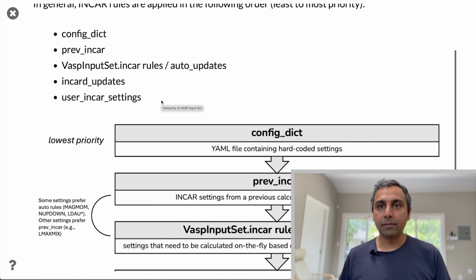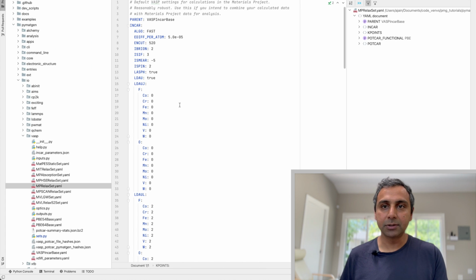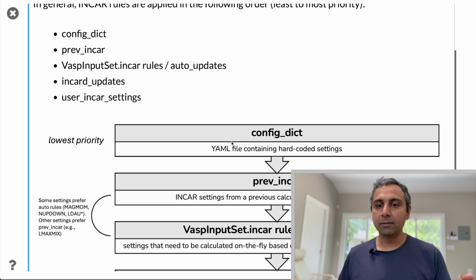Now, layered on top of those settings are, as we just talked about, the INCAR settings from a previous calculation. Because if you've specified the from previous INCAR tag, it will overwrite many of the settings that are in the configuration dictionary with what was in your previous calculation, so that you can properly inherit the settings from your previous calculation into your new calculation. So start with the configuration dictionary.